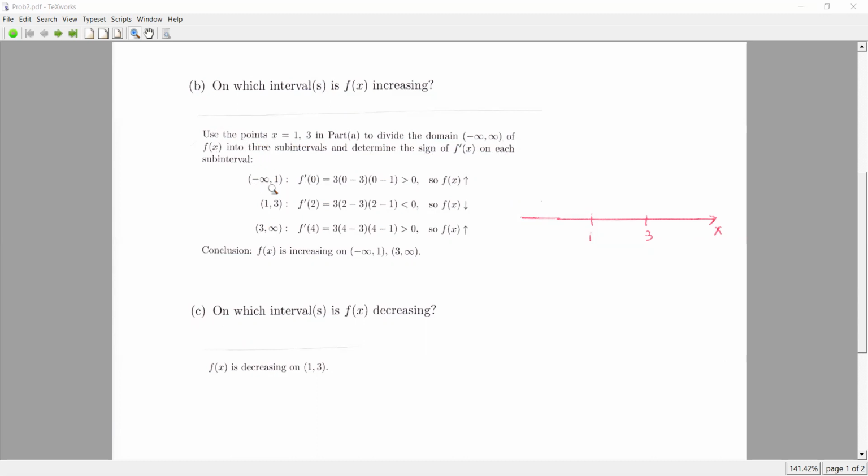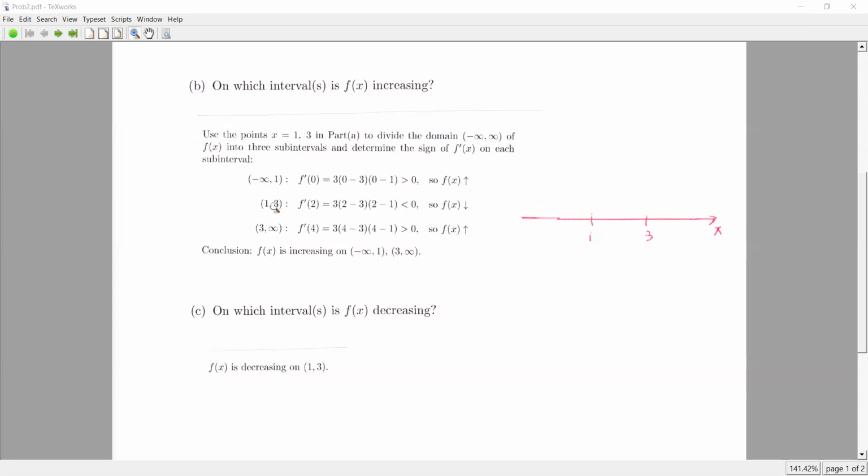To determine the sign of the derivative on this subinterval, I arbitrarily pick a point from the interval, say pick 0. Then evaluate the derivative at 0, then I get the derivative at 0 is positive. So the derivative is positive everywhere on this interval. Therefore, the function f is increasing on this interval.